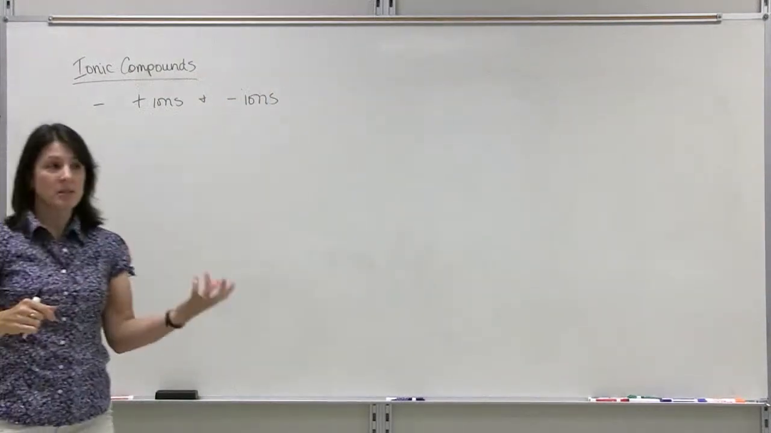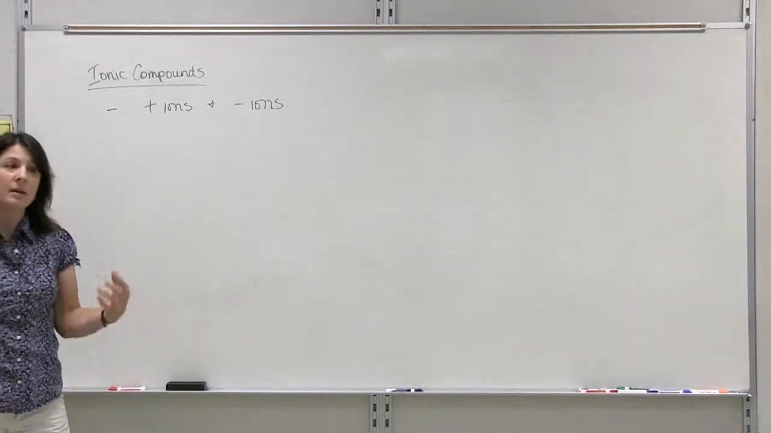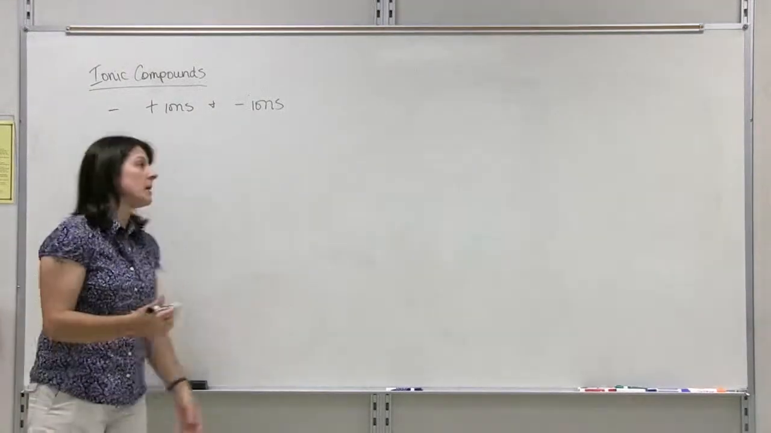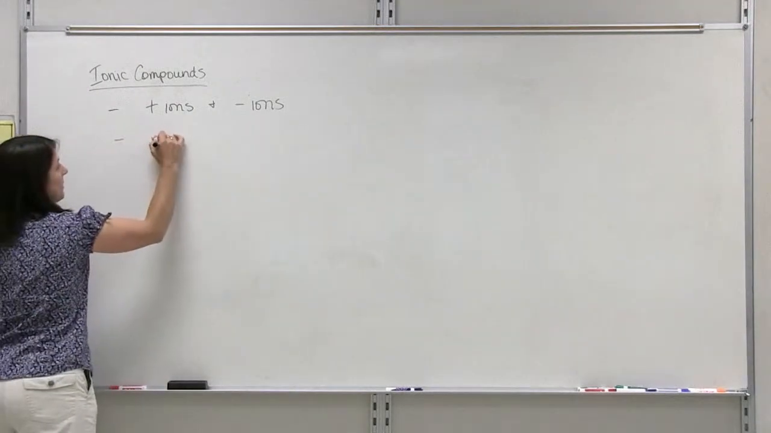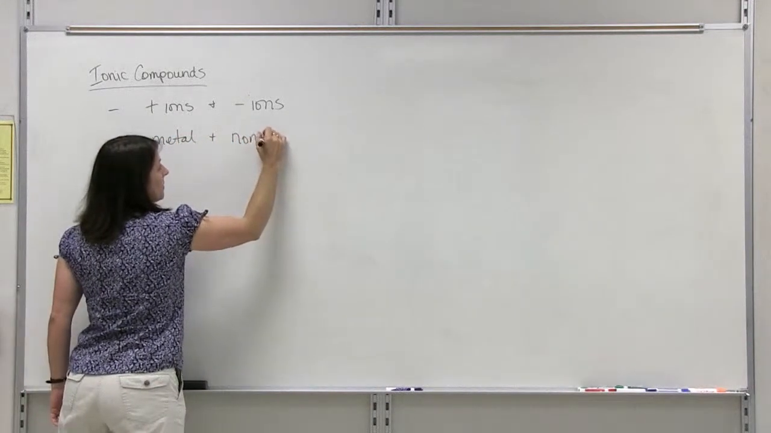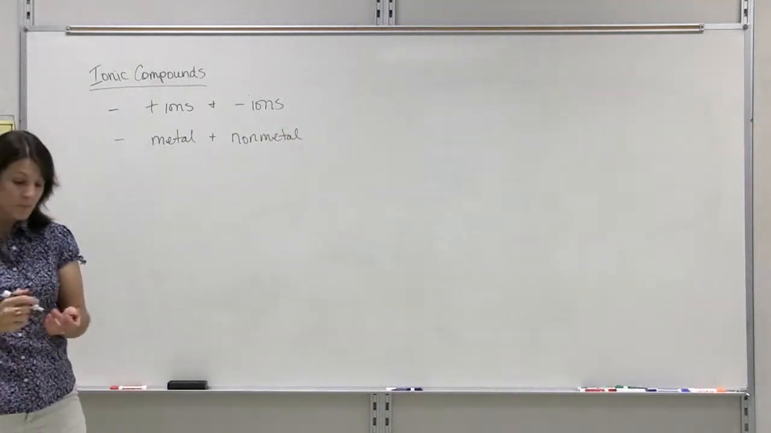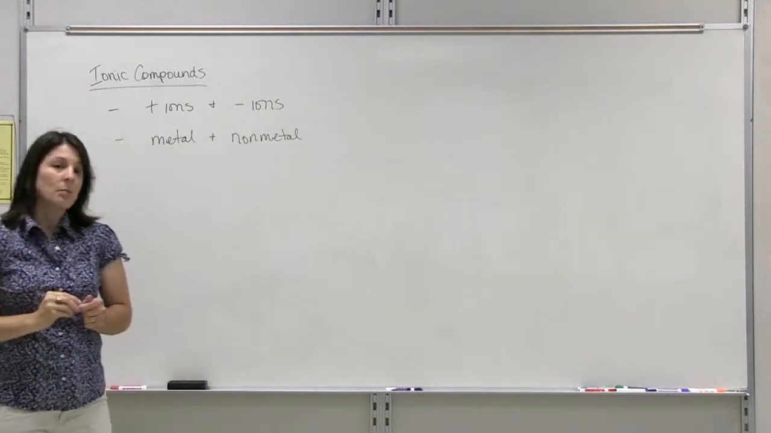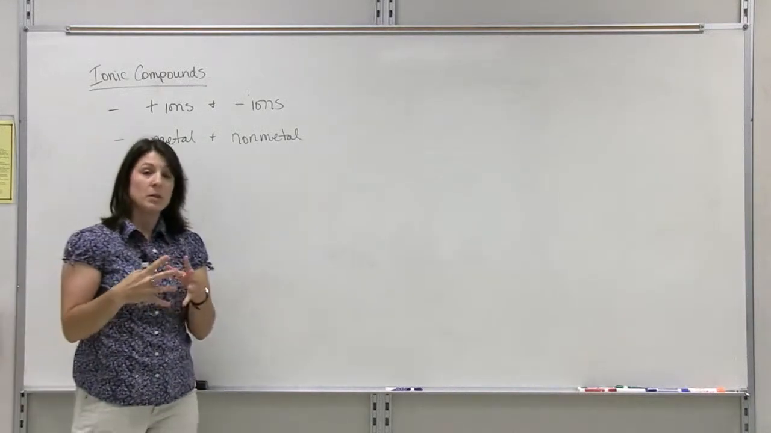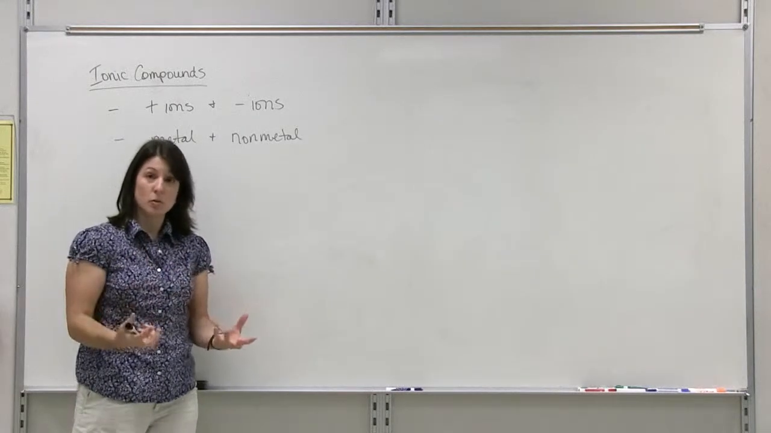So positive ions are usually formed by atoms of metals. Negative ions are usually formed by atoms of nonmetals. So in essence, if you have a metal paired with a nonmetal, you can make an ionic compound. So ionic compounds, when we put these ions together, they have to be put together in a way so that the compound itself is neutral.